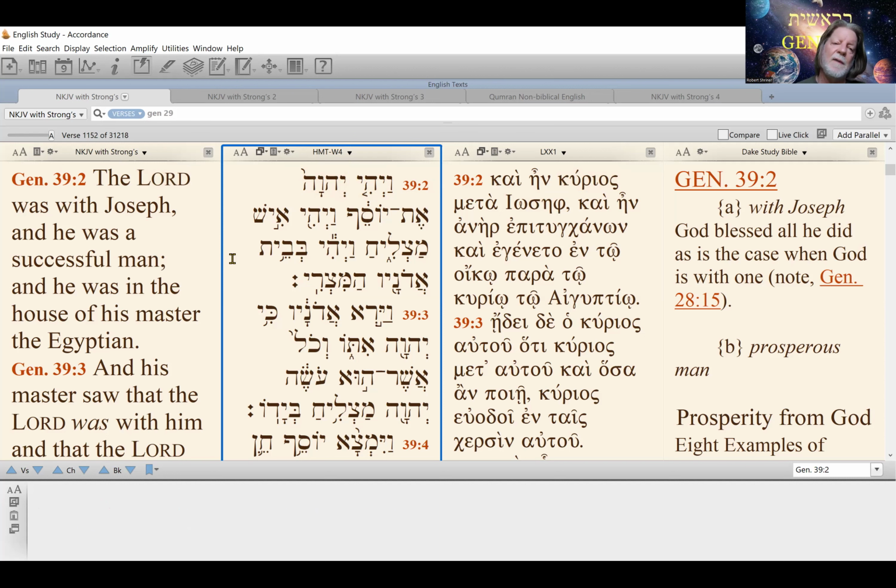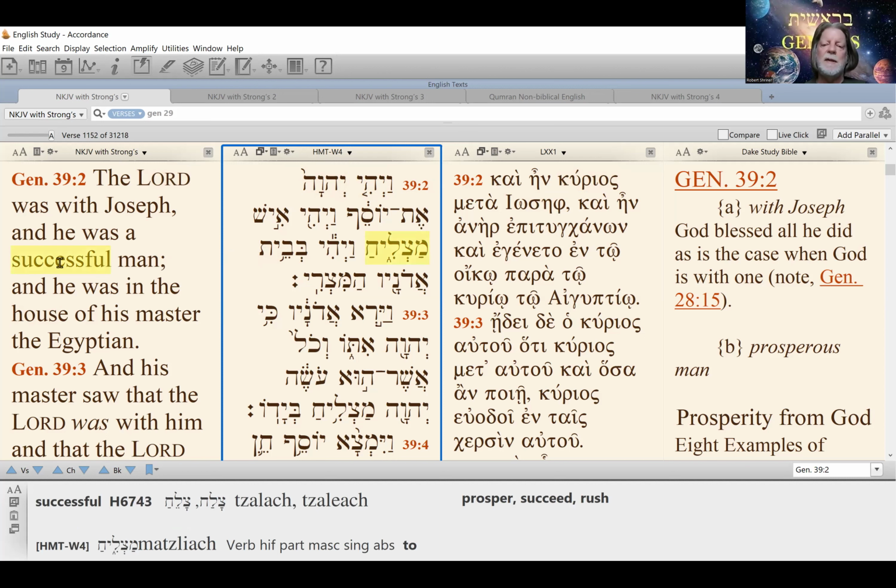So Adonai was with Yosef, and he was a successful man. A successful man is a matzliach. You see it highlighted in our Hebrew Old Testament, and it means to prosper, to succeed, or to rush. I'm not sure how it would be used for rush. I would have to see it in a context, but that's probably right.